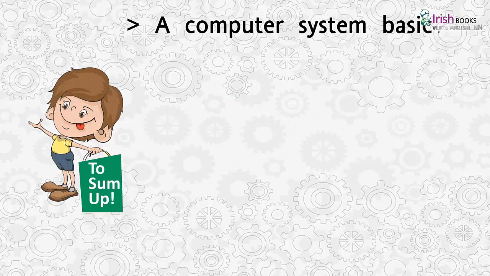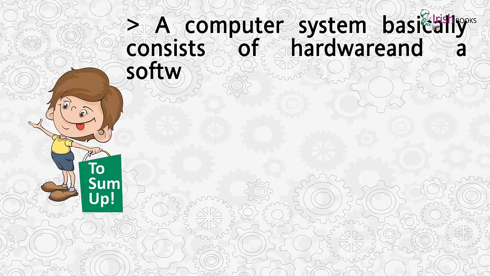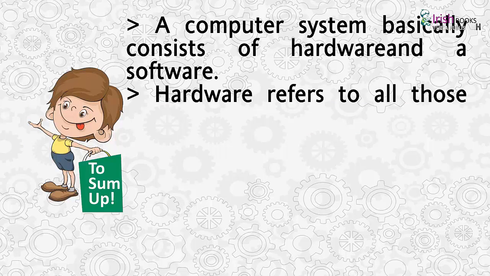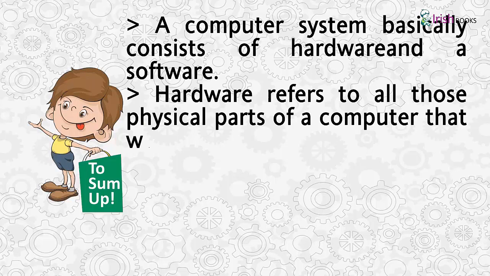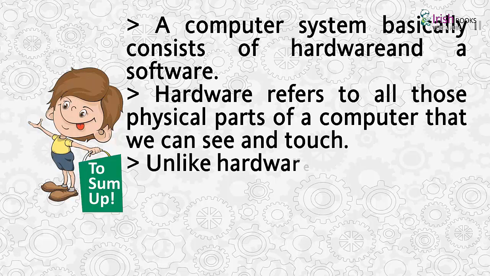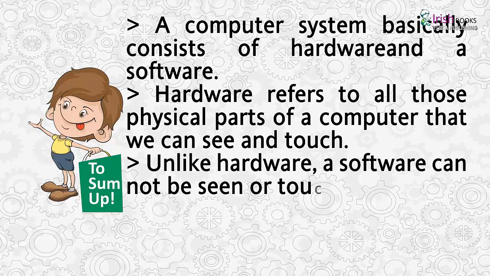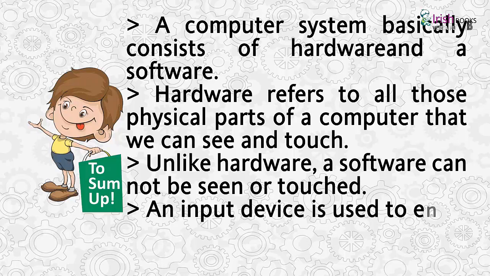A computer system basically consists of hardware and software. Hardware refers to all those physical parts of a computer that we can see and touch. Unlike hardware, software cannot be seen or touched.